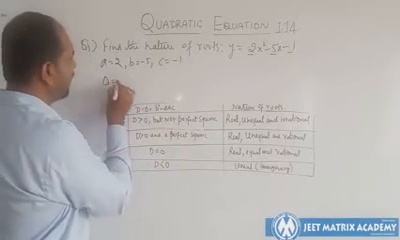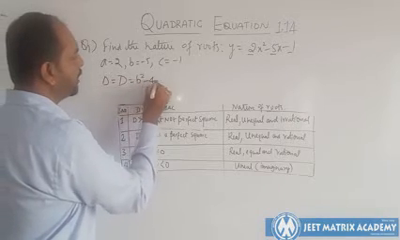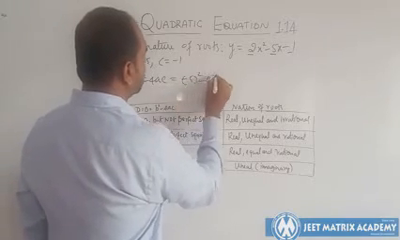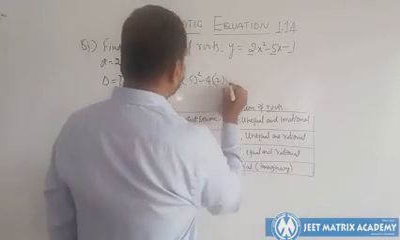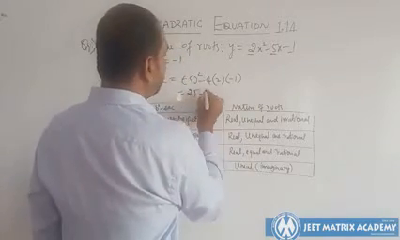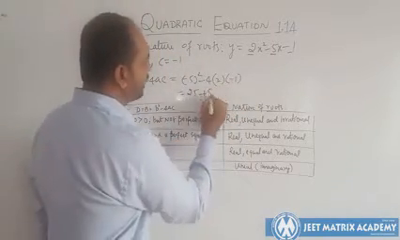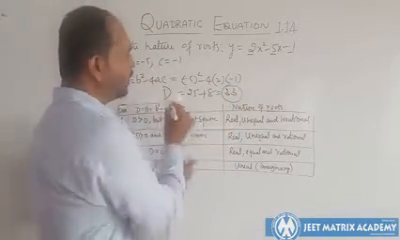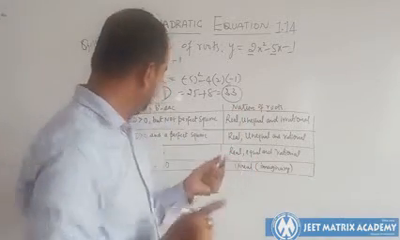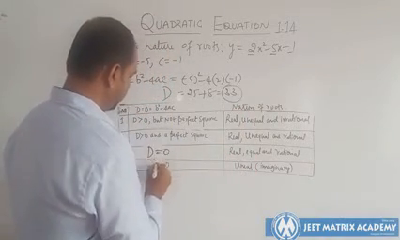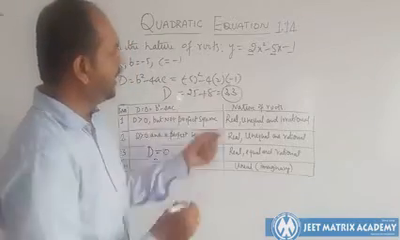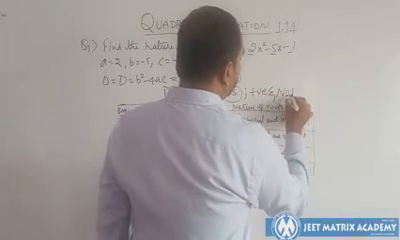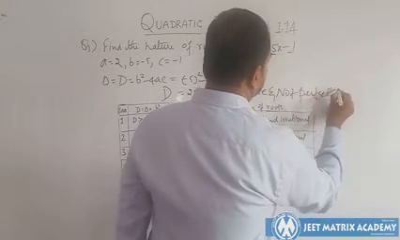Now the discriminant, delta or D, is given by b square minus 4ac. That equals (-5) whole square minus 4 times a, which is 2, times c, which is minus 1. That is 25 plus 8, which is 33. And you can see the D value we got, 33, is positive, and it is not a perfect square.